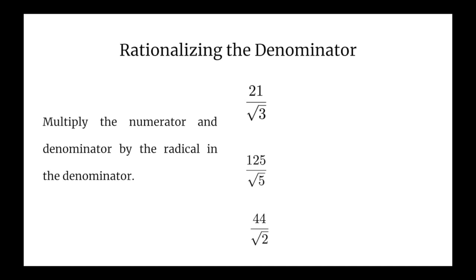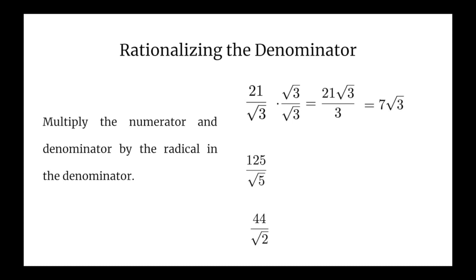In order to rationalize the denominator, we multiply the numerator and denominator by the radical in the denominator. So if we have 21 divided by root 3, we multiply the numerator and denominator by the square root of 3. That's going to give us 3 in the denominator and 21 root 3 in the numerator. And then that simplifies to 7 root 3.